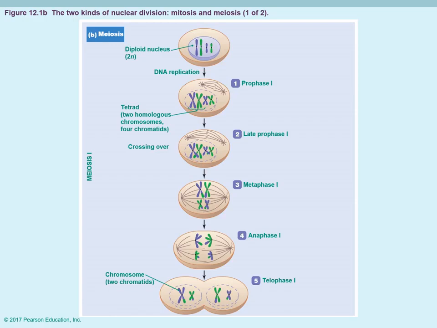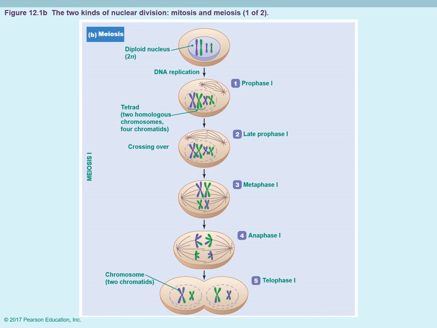Those sometimes distinguish early versus late prophase 1. In late prophase 1, as you can see, the centrioles are still moving to opposite ends of the cells. One thing you may notice, look at the larger chromosomes. There is something that can happen here that is known as crossing over.